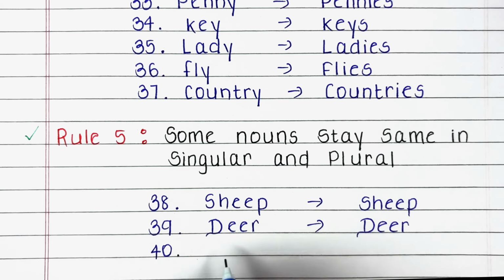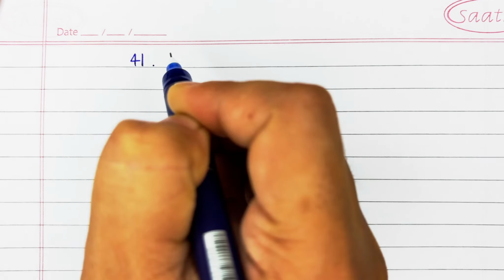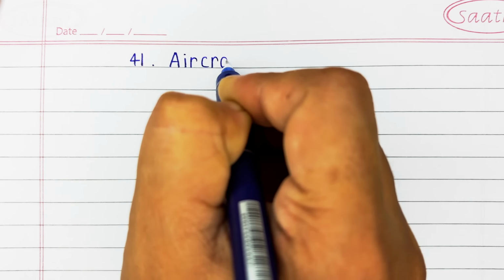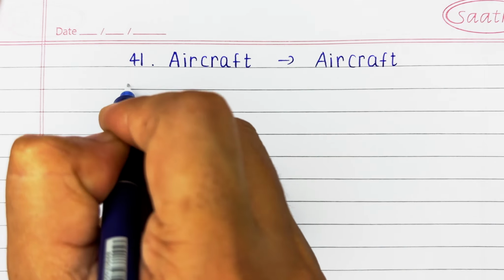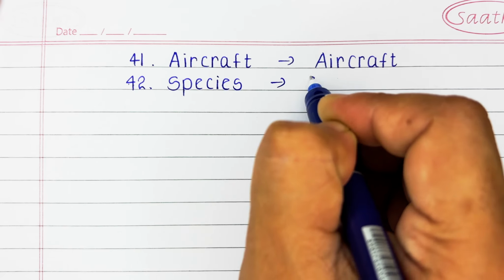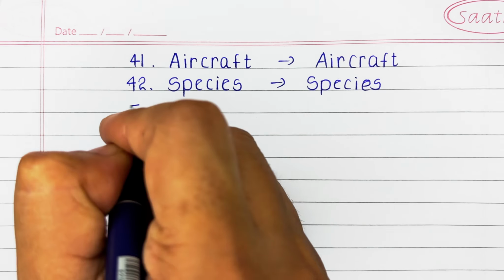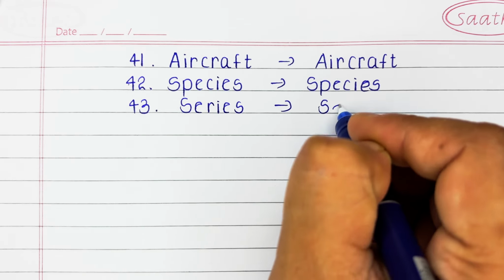Next word is fish. The plural of fish is fish. Next word is aircraft. Its plural will also remain aircraft. Next word is species. Its plural will also remain species. Next word is series. The plural will remain series.